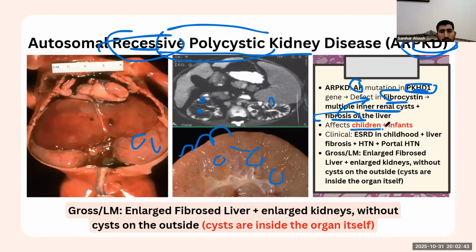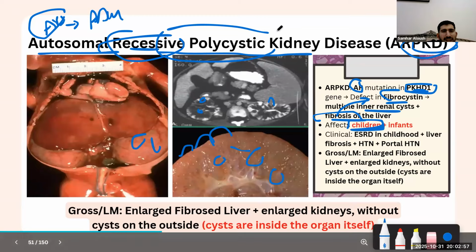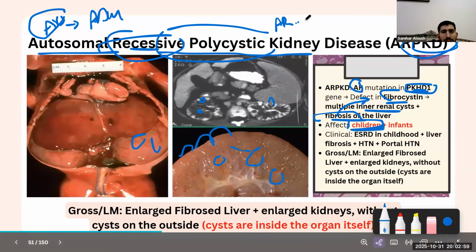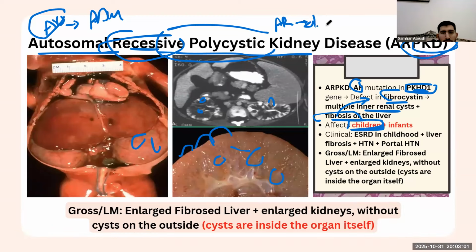Okay. It affects the children and infants. صح, one more thing: autosomal dominant affects adults. شوف كيف autosomal dominant is written as AD, which is similar to adults. فautosomal dominant affects adults. Autosomal recessive we said it's mild, خفيف, minimal. فit affects minimal people اللي هم children, infants وهيك. Okay. It causes end stage renal disease in children, liver fibrosis, مش cysts, fibrosis. Hypertension or portal hypertension.